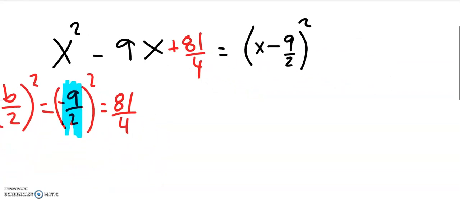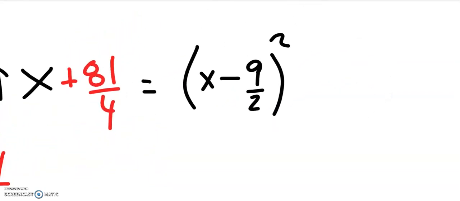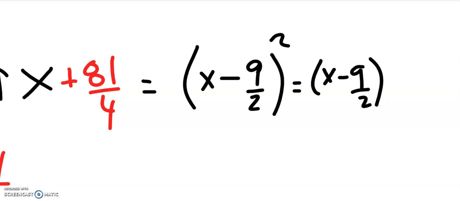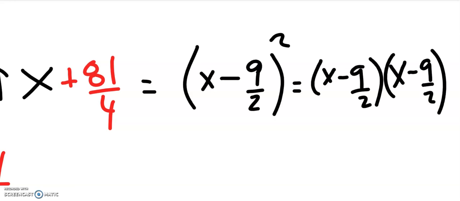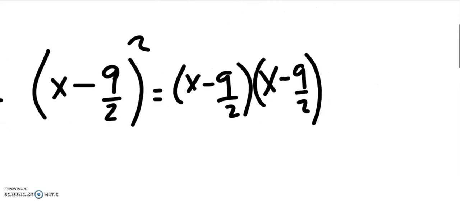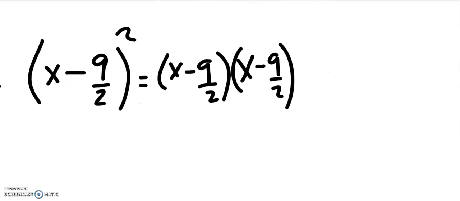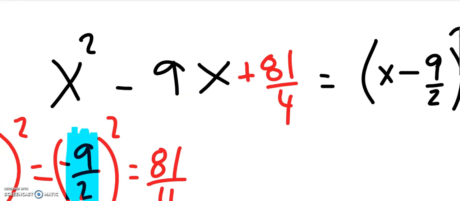And let's just check to see that we did this correctly. Well, this is going to take a little bit longer, but just bear with me. We have x minus 9 over 2 squared. That's the same thing as x minus 9 over 2 times x minus 9 over 2. It's the same thing. Okay, so now that I have this, I can distribute and see if I get my original result, which is this one here.